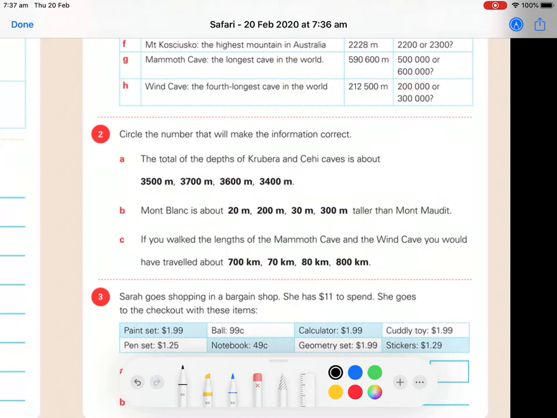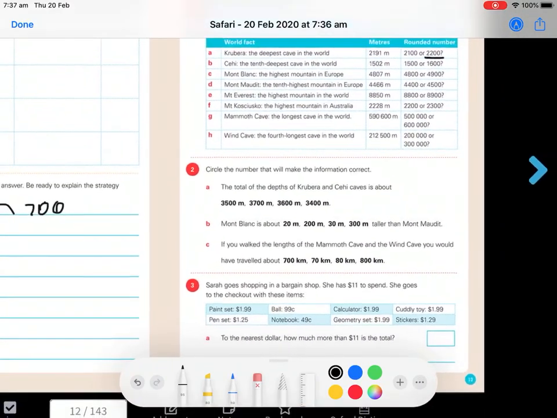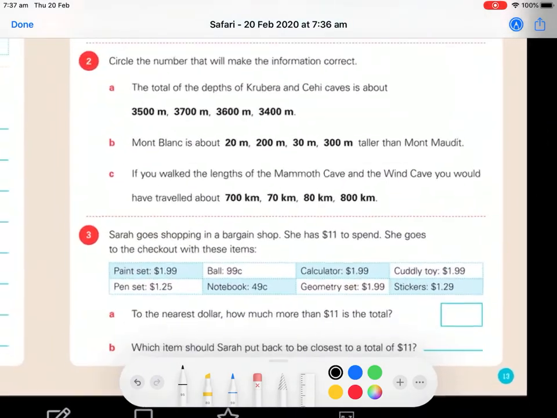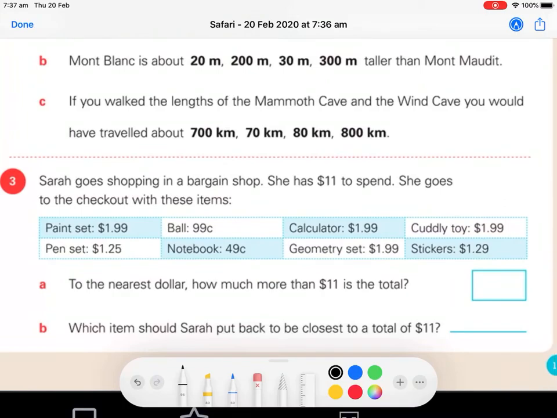Circle the numbers that will make the information correct. The total of the depths of Krubera and Chi caves is about, and you've got to choose the right one there. Reading the rest of those questions yourselves, go through those ones.